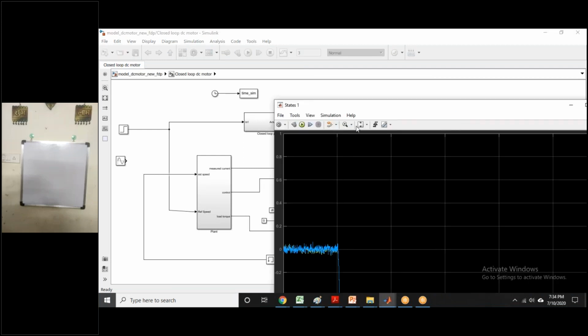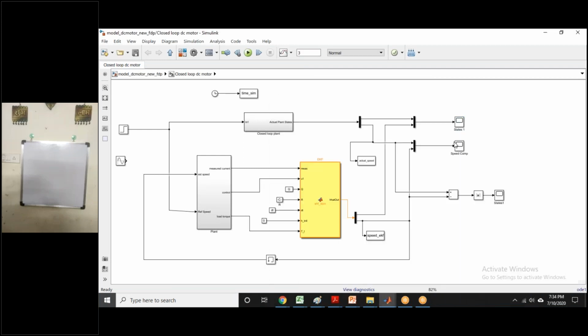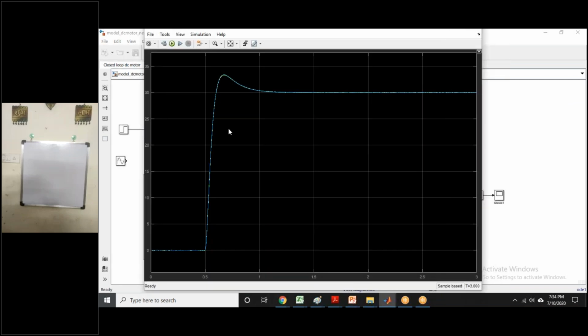And this is in my plant, this is the reference and the actual plant tracking. You can see how it is happening in the full state feedback. That means I assume that the sensor is also available.